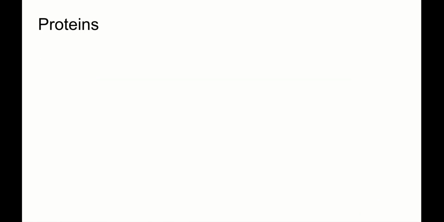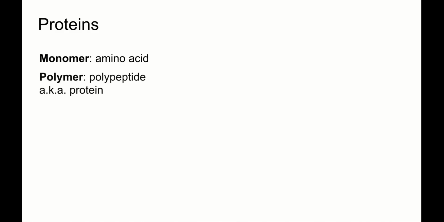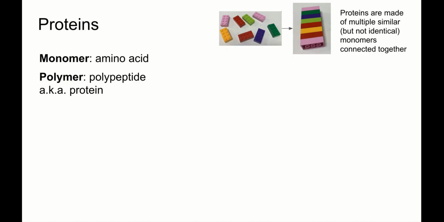And let's start with proteins. They're the most important type of biological polymer in the cell. The monomer of a protein is called an amino acid, and the polymer of a protein is called a polypeptide, or sometimes it's just called a protein. So here's what we're going to be looking at. Proteins will be a polymer that's kind of like this example. They're made of multiple similar but not identical monomers joined together.